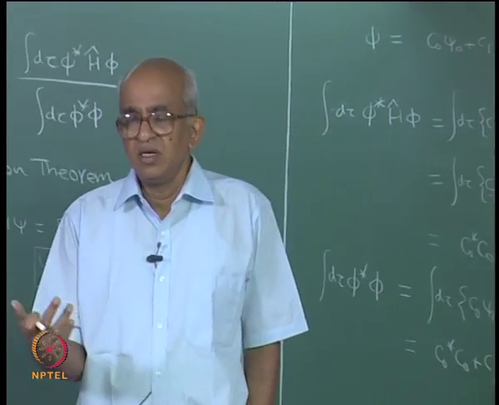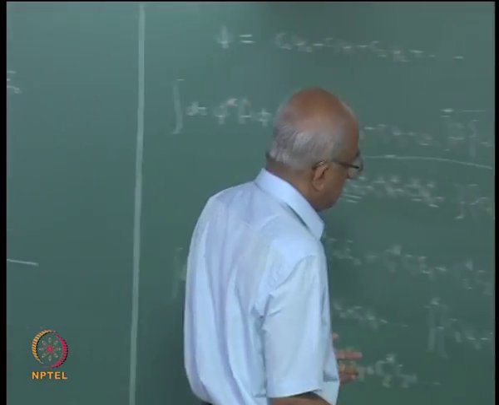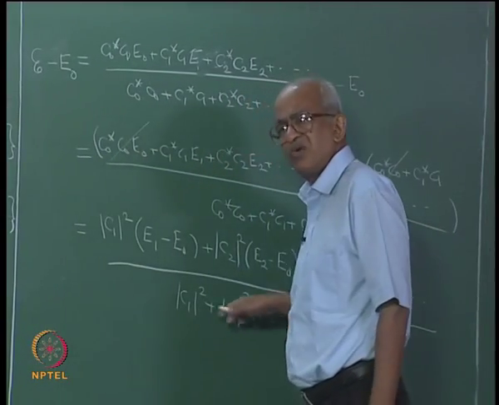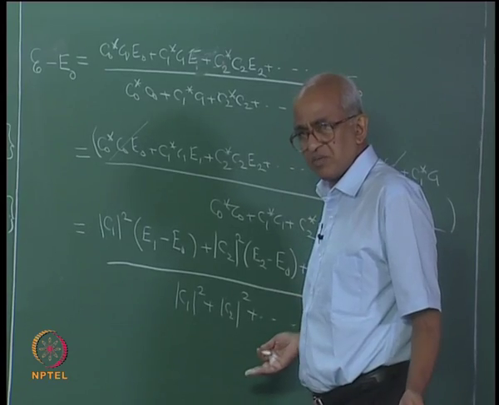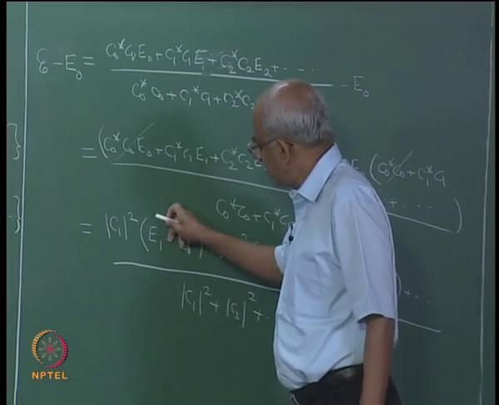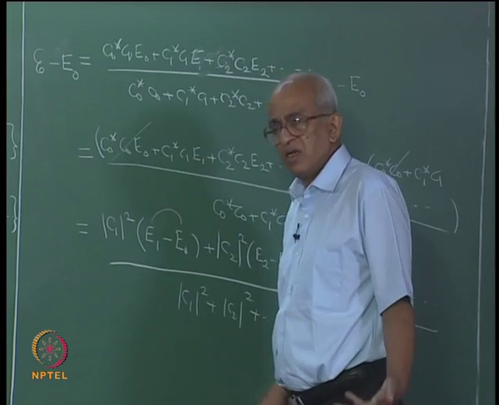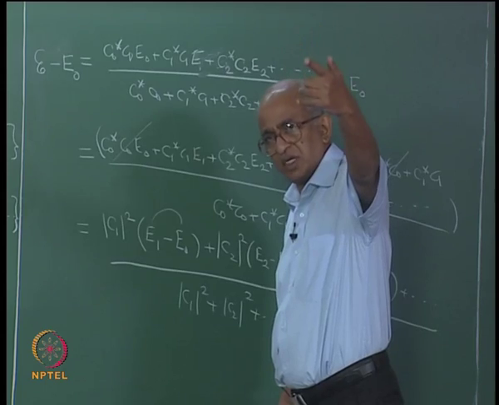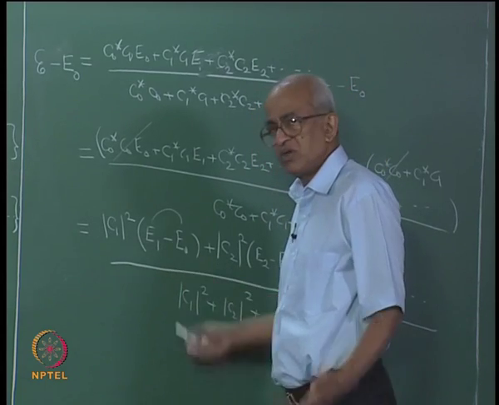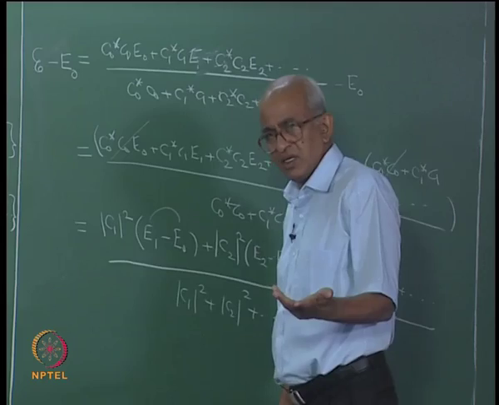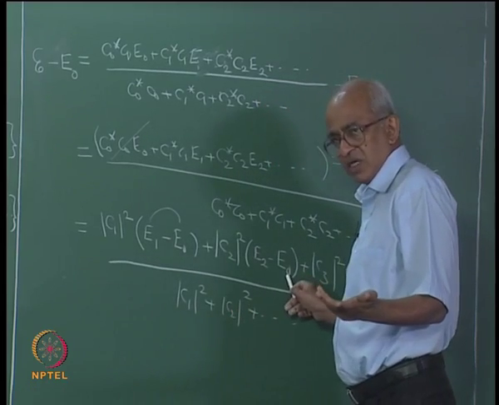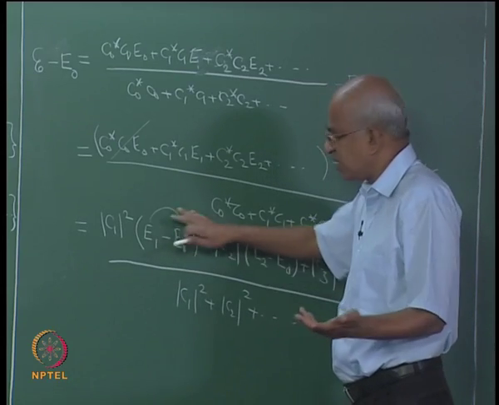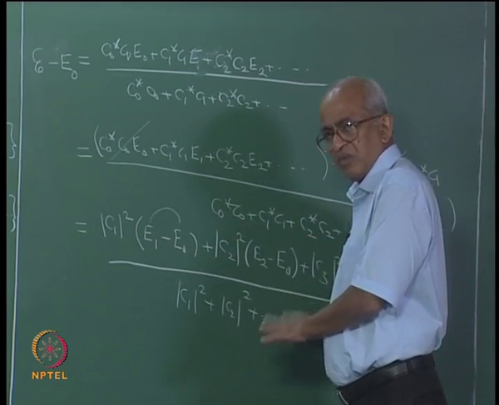Fine. Now, if you look at this, you see these numbers: magnitude of C1 square, magnitude of C2 square, they are all positive, absolutely no doubt, magnitude square. What about E1 minus E0? E0 is the energy of the lowest possible state, E1 is the energy of the next possible state. So, E1 minus E0 has to be positive, there is no other way. E2 minus E0 again positive, E3 minus E0. So, therefore, you realize that all the terms on this side are positive.